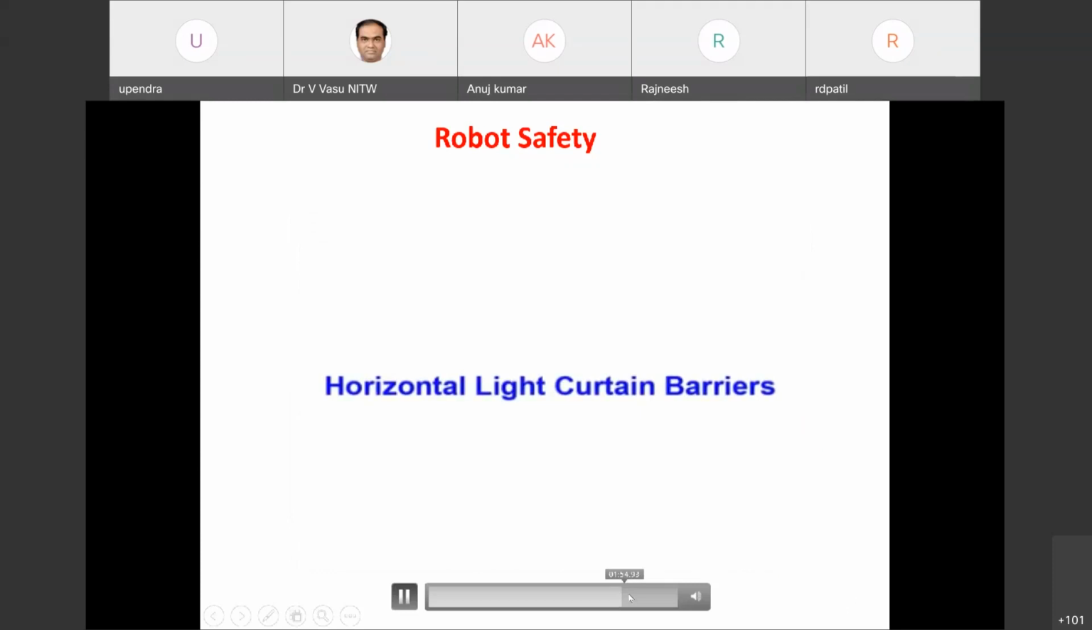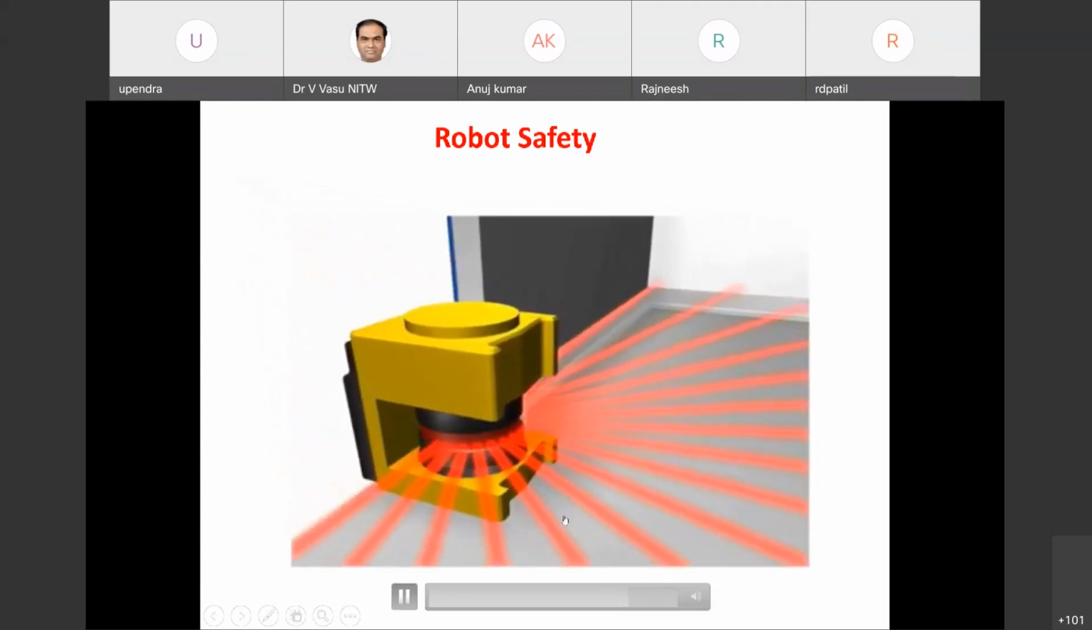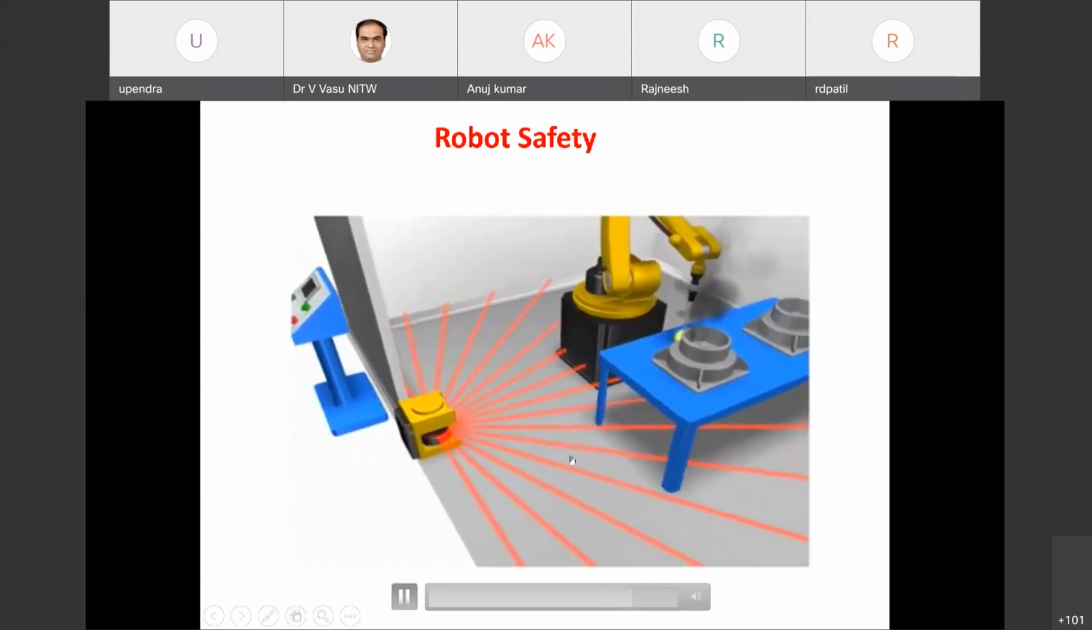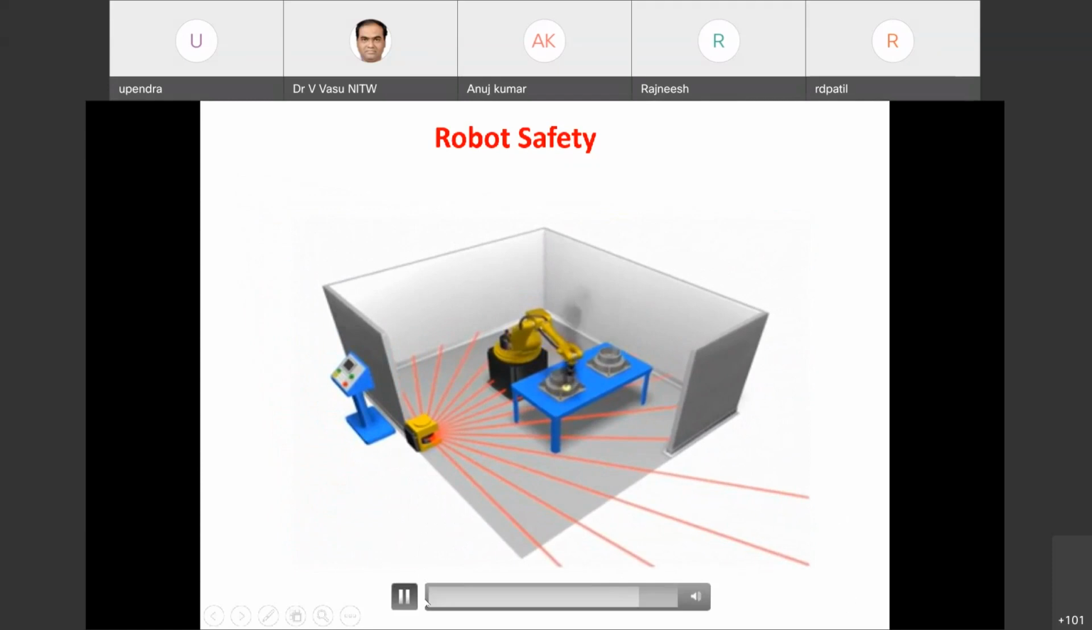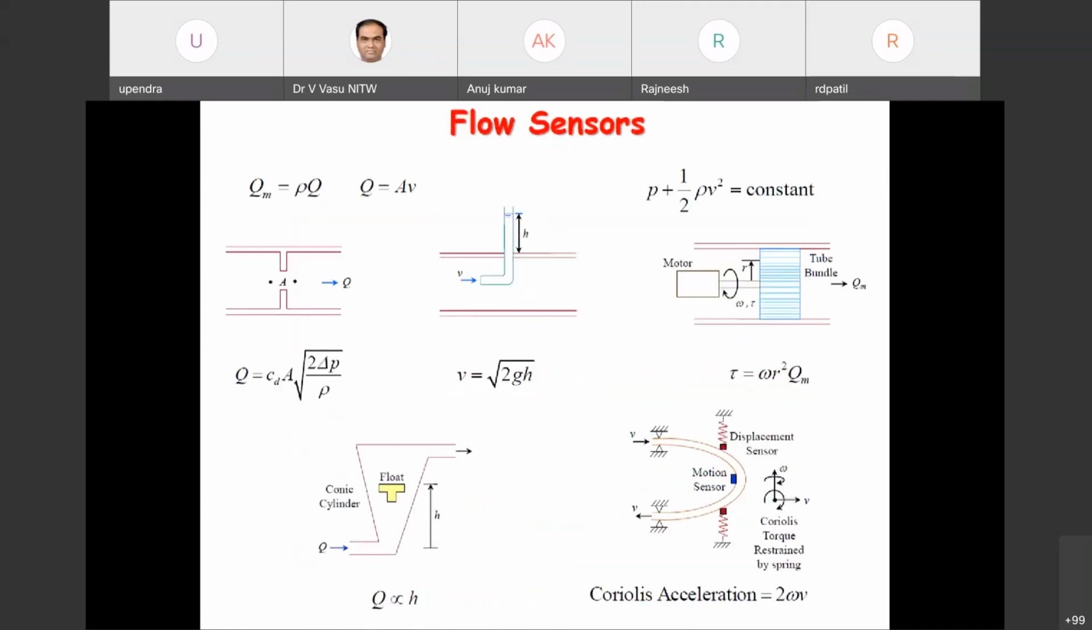Similarly, horizontal light curtain barriers will also be used. This animation shows an example of a perimeter guard application where the safety light curtain with horizontal light beams is applied as a perimeter guard. When any person enters the robot's work envelope, the safety light curtain detects anyone or anything entering that space. Automatically, it stops the robot and gives the alert signal. The robotic work cell can't be reactivated until it has been cleared, so that it cannot harm the personnel at an outside station.